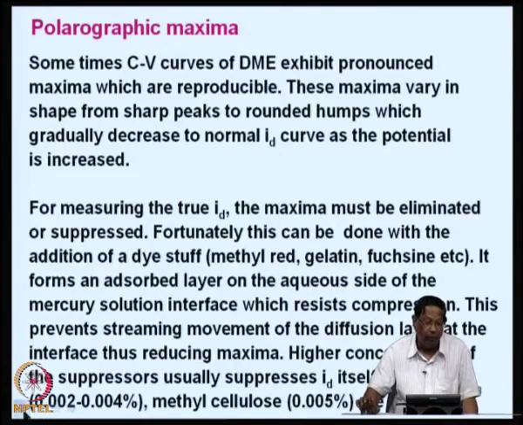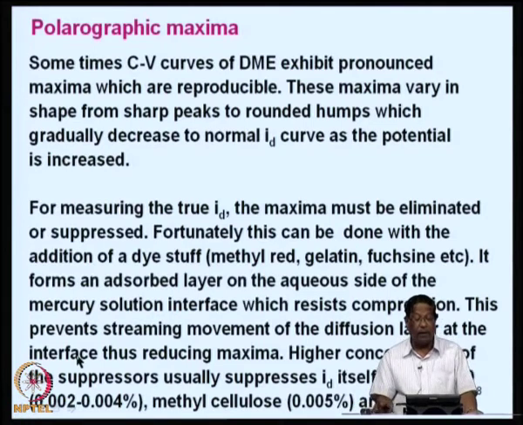So, this sudden maxima, sometimes they vary in shape from sharp peaks to broad rounded humps, which gradually decrease to normal ID curves as the potential increases. So, you may be misled that there could be another reducible species which we do not know. Actually, it is not so. It is just a maxima, spurious maxima. So, for measuring the true ID, the maxima must be eliminated or suppressed. It should not be there in general.